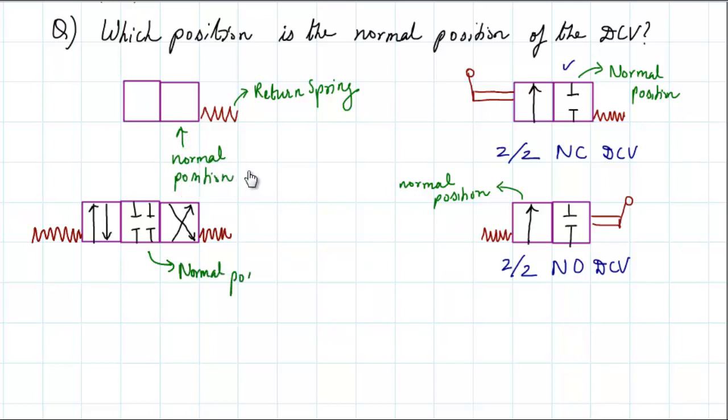Now you might be saying, sir, just now we said that wherever the return spring is attached, that will be the normal position. But here there are 2 springs attached, which are both trying to push and pull, because of which the center position is going to be the normal position. And what is the normal position here? It is normally closed. So I will write this as a 4-way 3 position normally closed DCV.